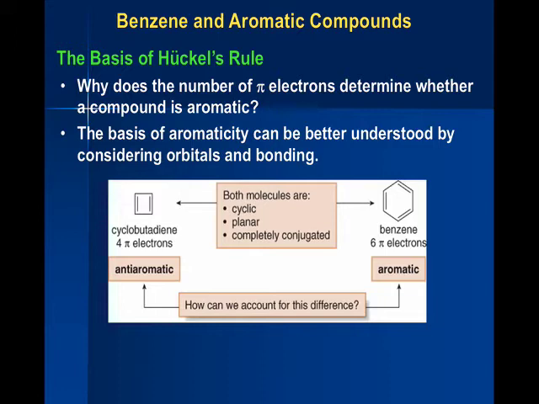How many pi electrons does this molecule have? 10. And that satisfies the rule when n is equal to 2, right? And so that satisfies Huckel's rule. N for Huckel's rule has to be 0, 1, 2, 3, 4, so on and so forth, right? It can't be a fraction. So that is an aromatic system.